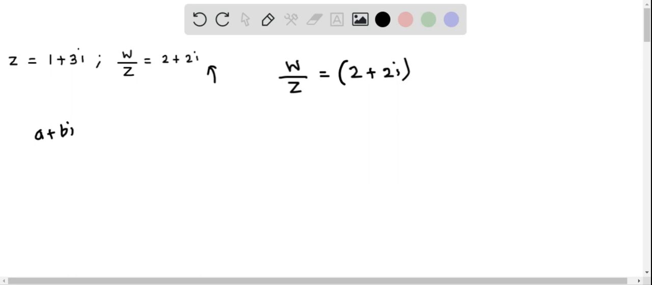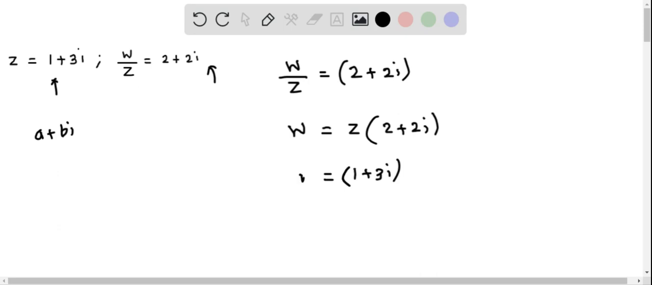So let me multiply both sides by z. So I get w equal to z times (2 plus 2i). We are given the value of z, which is again a constant, another complex number, so we can replace it here. That is z equals 1 plus 3i. So therefore this becomes w equals (1 plus 3i) times (2 plus 2i). So basically we have to FOIL this out.